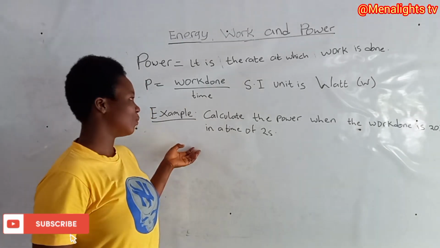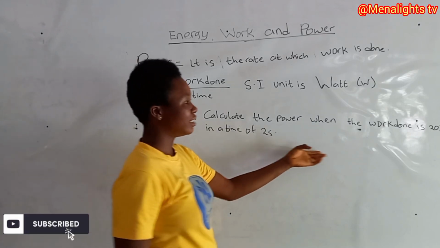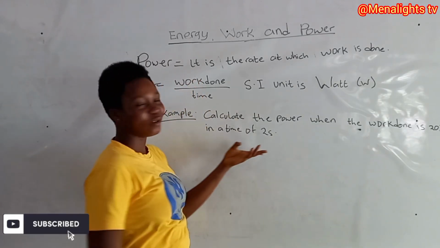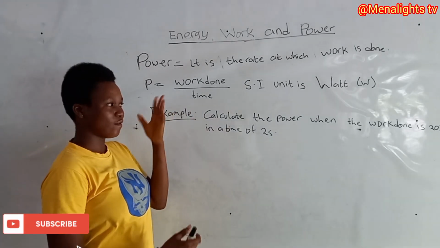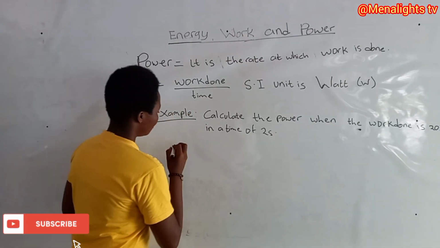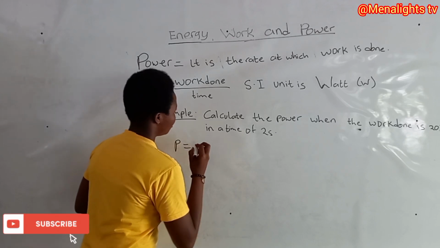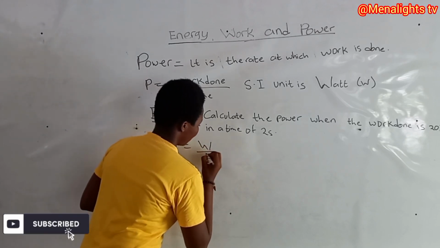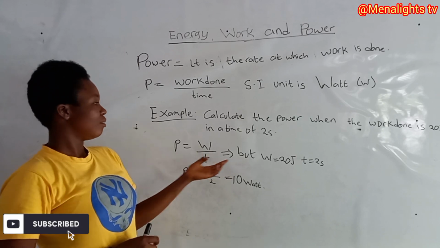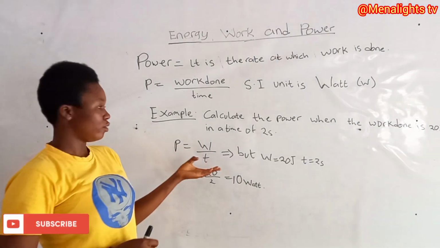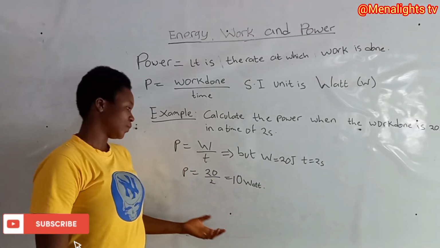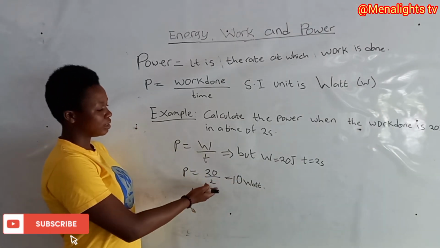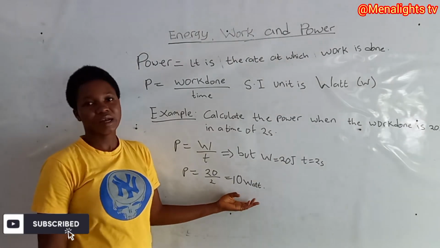Take an example. Calculate the power when the work done is 20 joules in a time of 2 seconds. We know that power is equal to work done over time, so P is equal to W over t. Our work done here is 20 joules and the time is 2 seconds. So our power here is 20 over 2, which is equal to 10 watts.